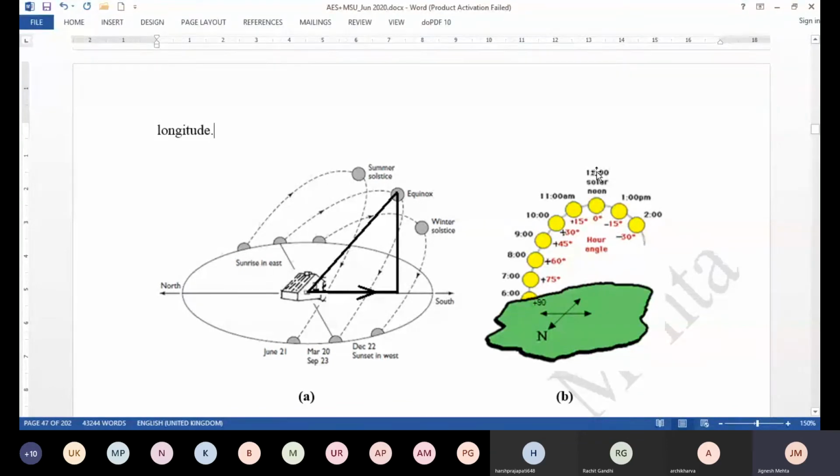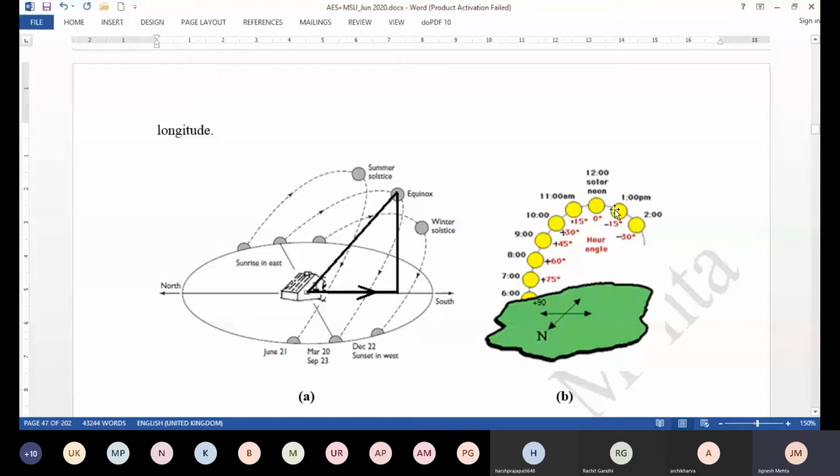So if you are talking about 12 noon for the given place, local solar noon, then omega is 0 degrees. If it is 11 hours for that place, then it is plus 15. So morning is given plus. Then if it is 10 a.m., it is plus 30 degrees. If it is 9 a.m., it is plus 45 degrees. So that's the number that you will use. And for afternoon, it is given a negative value.